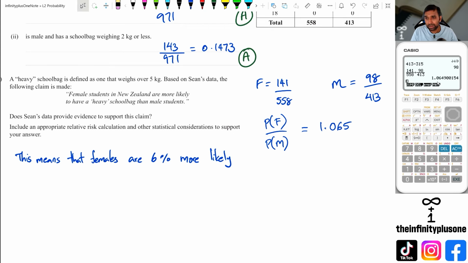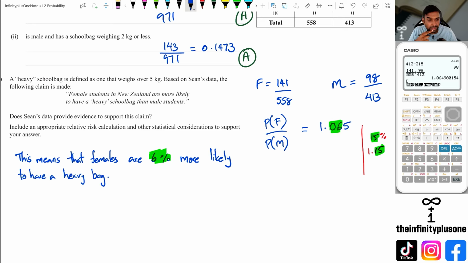So remember, I always use the GST example, okay? Think about it like this. When we did 15% increase for GST, we would multiply it by 1.15. So that 1.15, the 0.15 is actually the 15%. So in this case, we've got 6, so that's 6%. So basically what we're saying is that the females are 6% more likely to have a heavy bag.